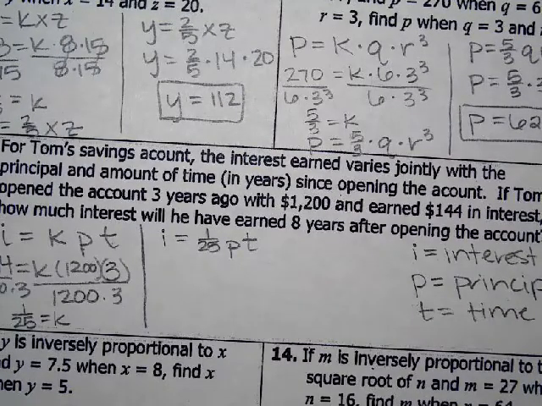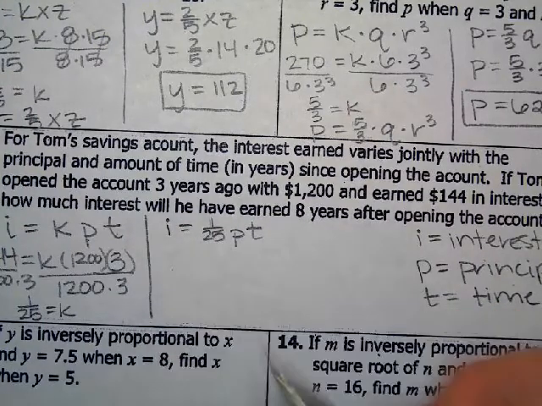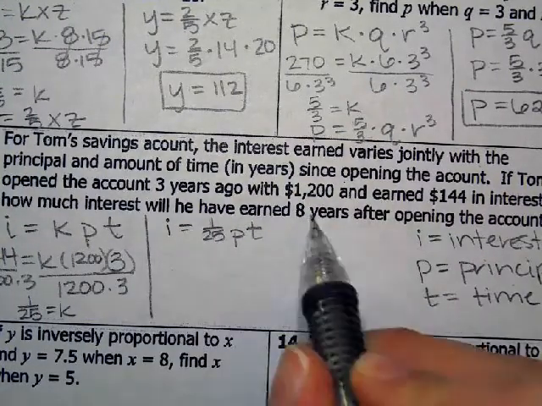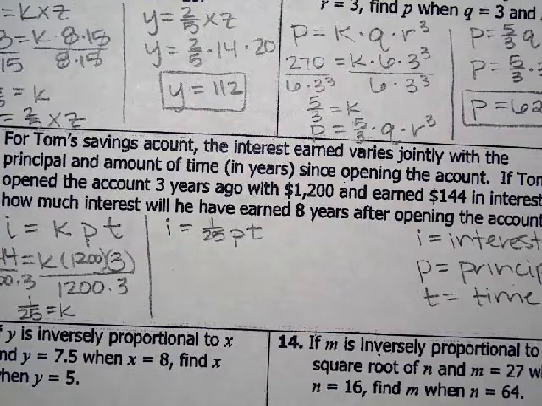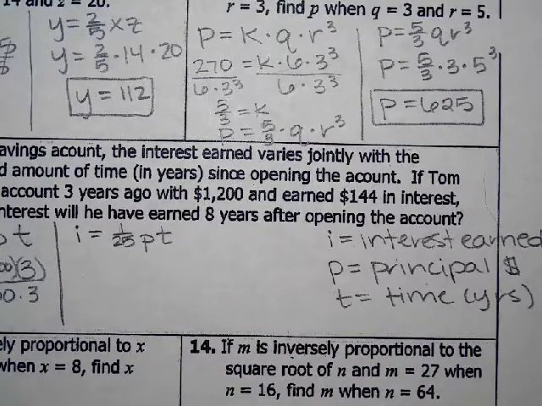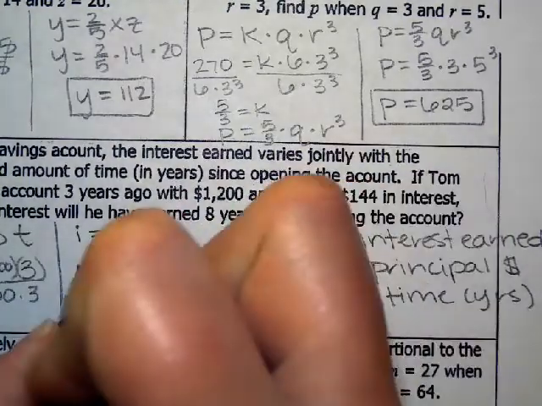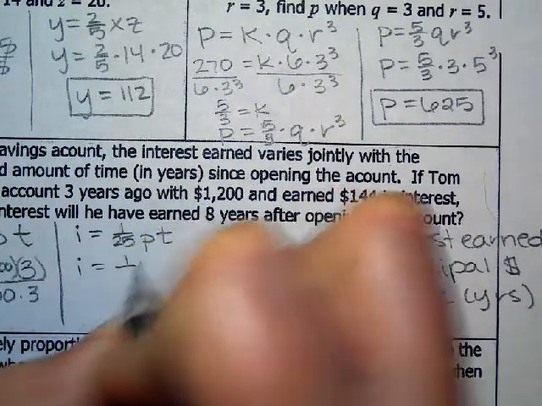Okay. So now it says, how much interest will he have earned 8 years after opening the account? Now, this is an interesting problem because they say, how much interest will he have earned? So I is clearly what we're trying to get this time. And it says 8 years after the account, but they don't tell us what to plug in for P. Now, the interesting thing about P is that in this type of context, the principal amount of money is not going to change. The amount of money you put in the account is the amount of money you put in the account. That's how much you start off the account with. So the $1,200 is actually going to stay for the second situation as well.